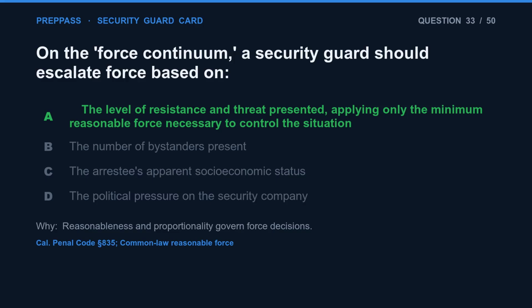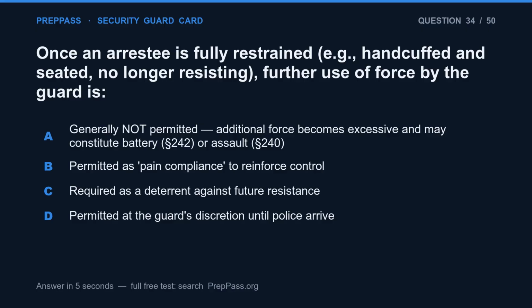The correct answer is A. Reasonableness and proportionality govern force decisions. Question 34. Once an arrestee is fully restrained, e.g., handcuffed and seated, no longer resisting, further use of force by the guard is A. Generally not permitted. Additional force becomes excessive and may constitute battery, Section 242, or assault, Section 240.